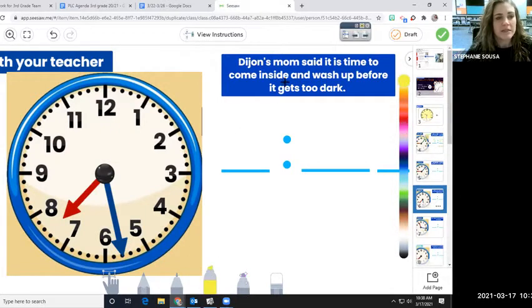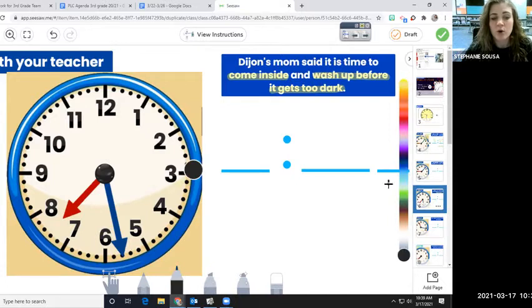Dijon's mom said it is time to come inside and wash up before it gets too dark. Okay, first things first, let's figure out what's happening in this text. It's time to come inside, so I'm going to assume that Dijon has been outside, and it's time to wash up before it gets too dark, okay? We know that it starts to get dark after noon. So in the PM is when it starts to get dark.